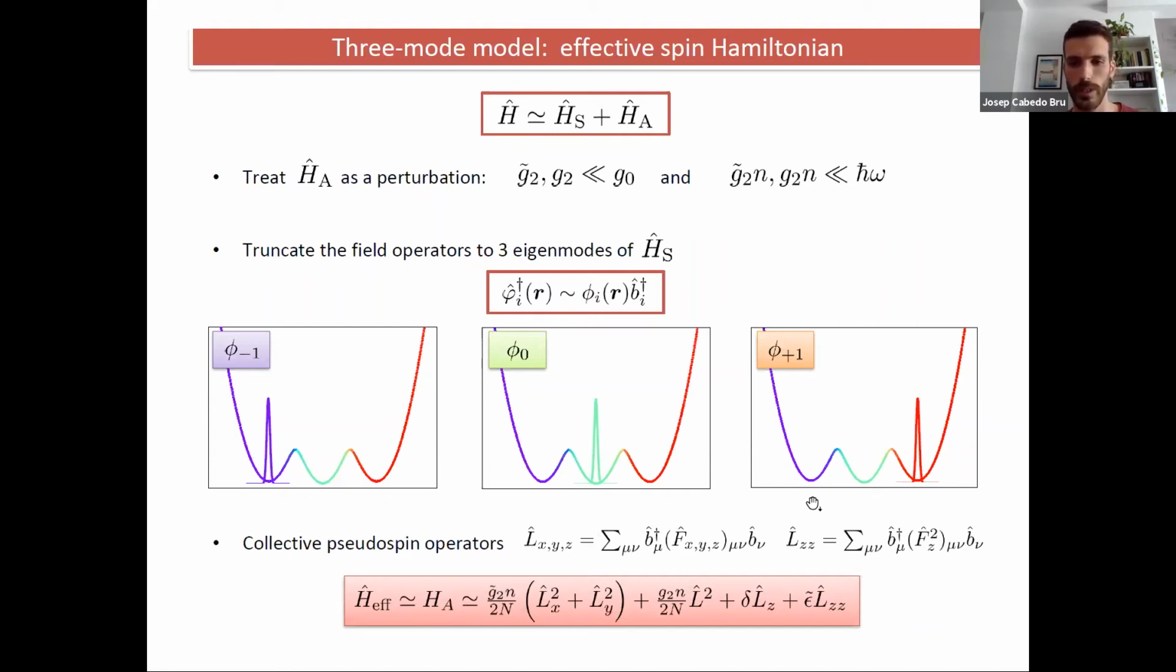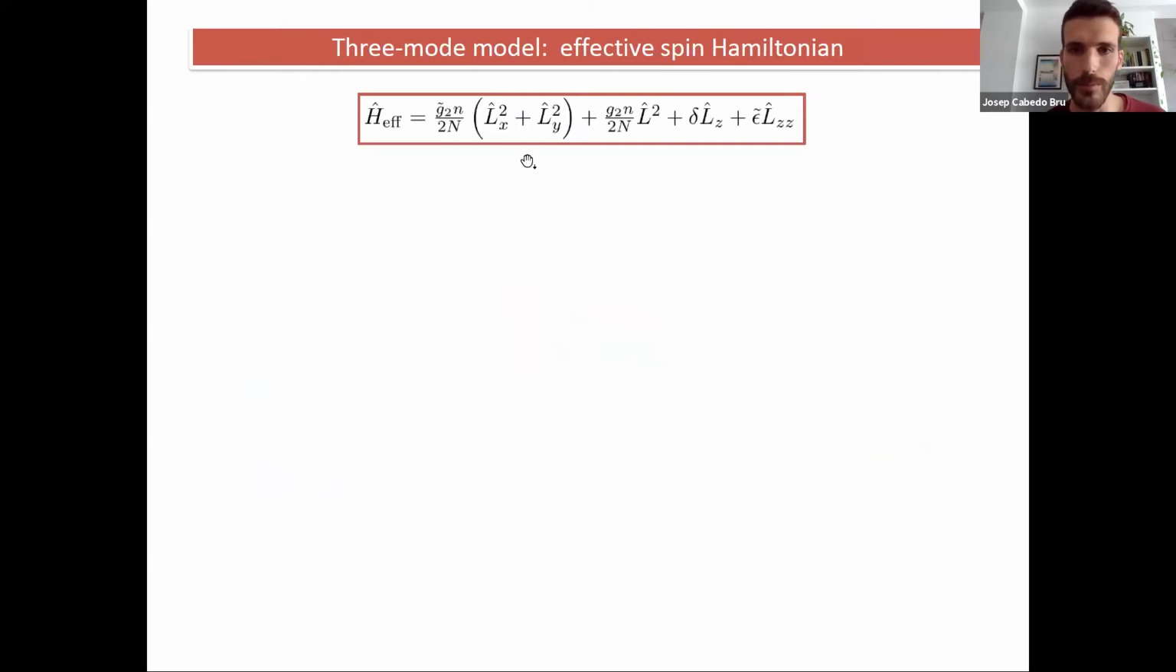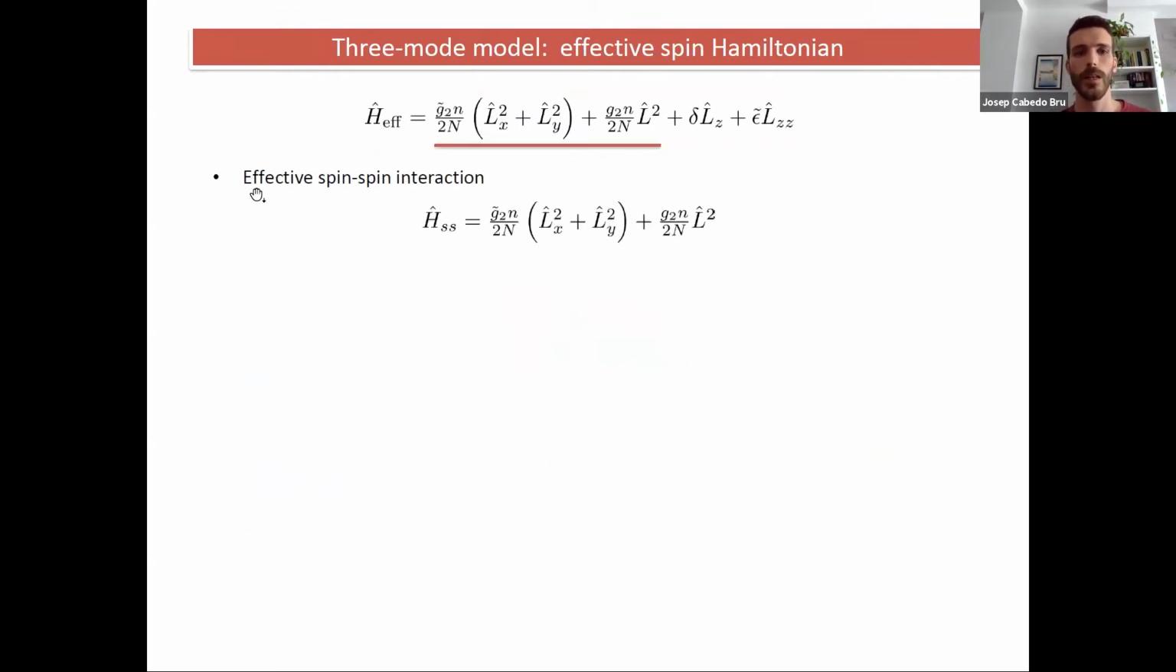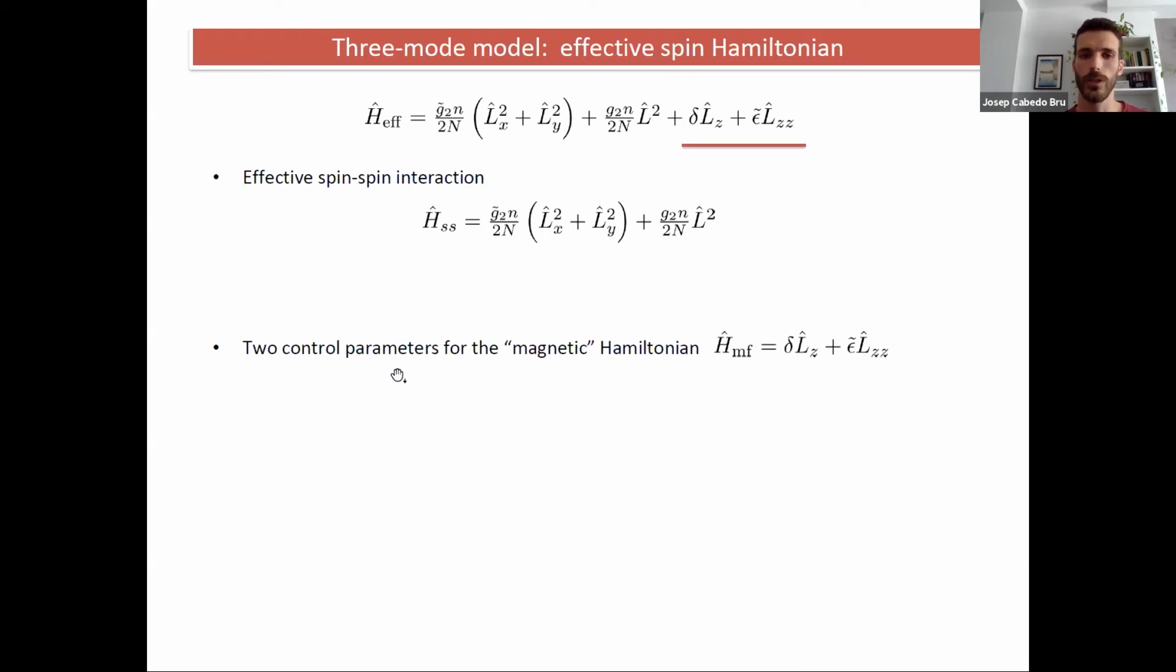So if you work it out, in the end you have this effective collective spin Hamiltonian again, in which we have two contributions. An effective spin-spin interaction, which is now a bit more complex since we have to include the spin-orbit induced interaction and the intrinsic interaction. Then we also have the magnetic, the linear terms, and also this condition. So we can also tune this up and down externally.